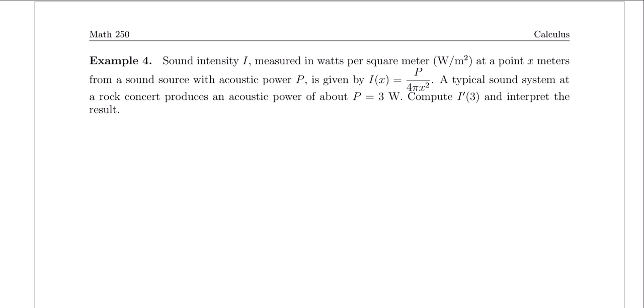So we have then the sound intensity, I, measured in watts per meter squared at a point x meters from a sound source with an acoustic power P, is given by the following function. I of x is equal to P over 4 pi x squared. Now, a typical sound system at a rock concert produces an acoustic power of about 3 watts here. What we want to do then is figure out what is I prime of 3 and interpret the result.